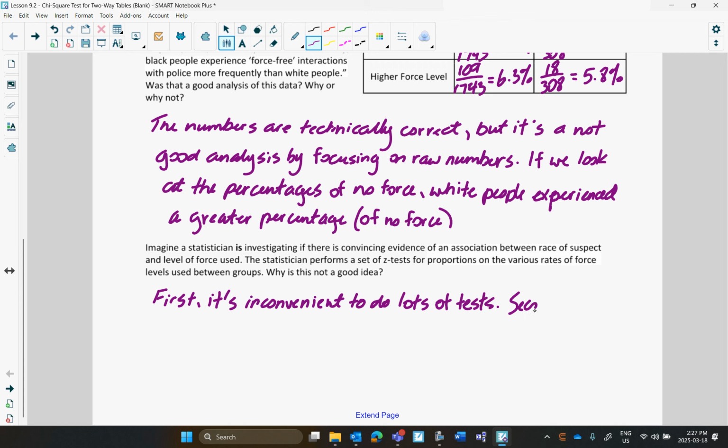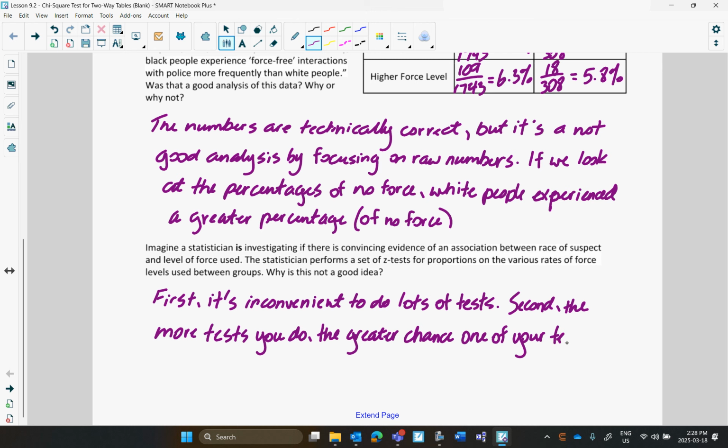Second, and really more importantly, the more tests you do, the greater chance one of your tests will be in error. Whether that's a type 1 error or a type 2 error.